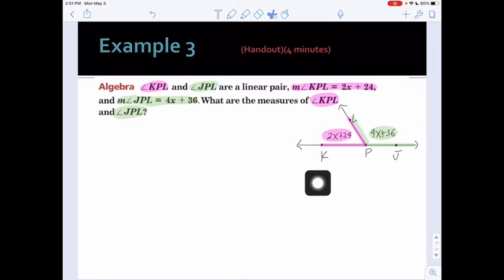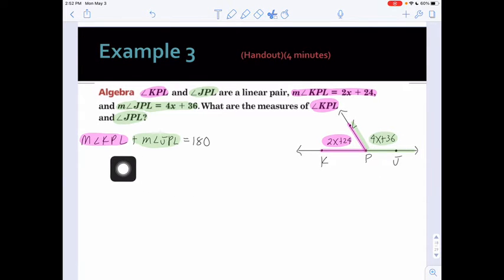We know that angle KPL and JPL are a linear pair, so that means they will form a straight angle together. We know that P is the vertex, so we have KPL and JPL. L will be on the ray in the middle because that is the shared side, and both angles include the letter L. We know that angle KPL has a measure of 2x plus 24, and angle JPL has a measure of 4x plus 36. Using the linear pair postulate, since angle KPL and angle JPL are a linear pair, the measure of angle KPL plus the measure of angle JPL will equal 180.